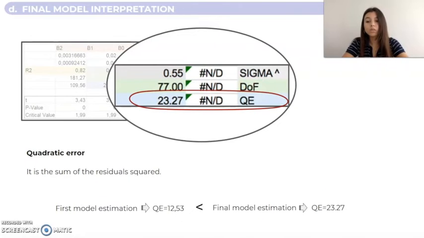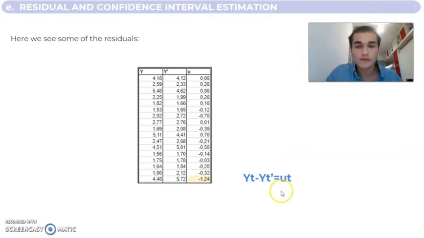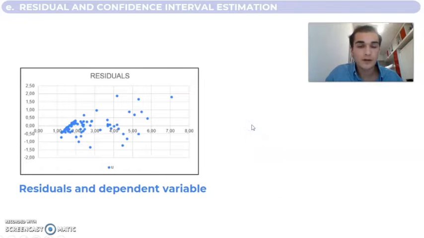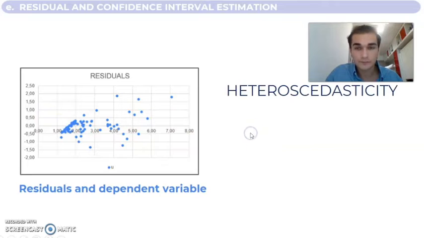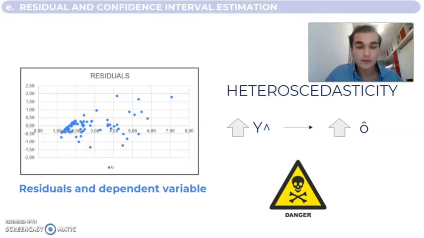The quadratic error is the sum of the residuals squared. It indicates the accuracy of the model. The smaller the quadratic error, the more accuracy. So, in our case, we have less accuracy with the elimination of variables. In this section, we have calculated the residuals, and here you can see some of them. In the graphical representation, we can see that the model presents heteroskedasticity. This is, the bigger the dependent variable, the bigger is sigma. Therefore, it would be dangerous to use this model in decision-making.